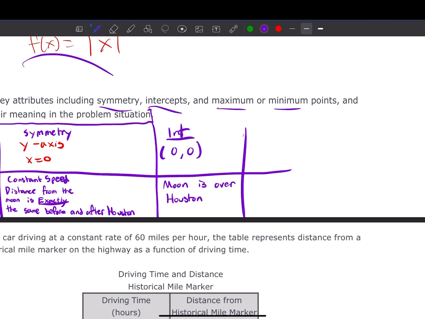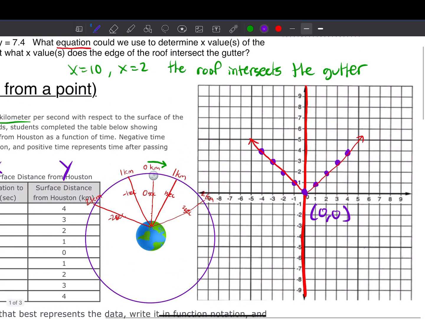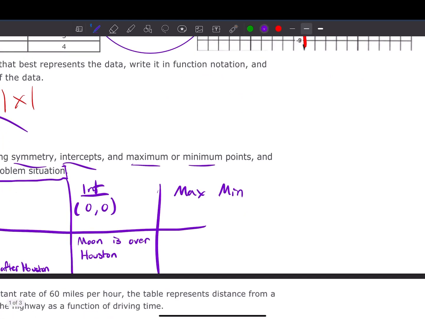And then max or min? This is a question as, is it a max or is it a min? And looking at this graph, it's totally a minimum at that origin. So we say, why is it important? Why should I tell someone it is important that 0, 0, the origin, that vertex is a minimum? It's not a maximum. What does that tell me? There is a shortest distance. You get further and further away from Houston. You can get further and further away, but there is a shortest distance.